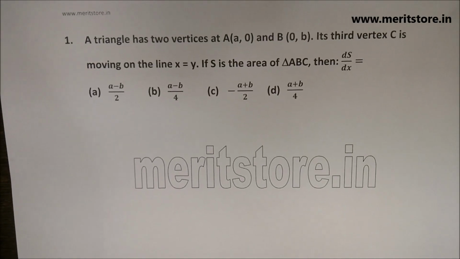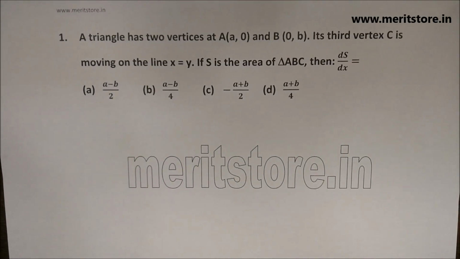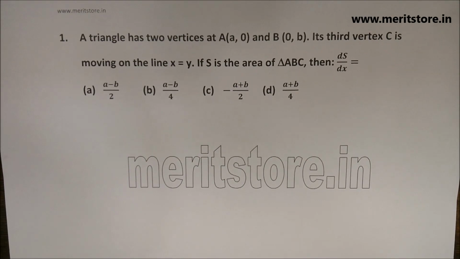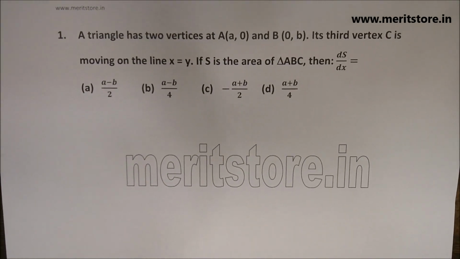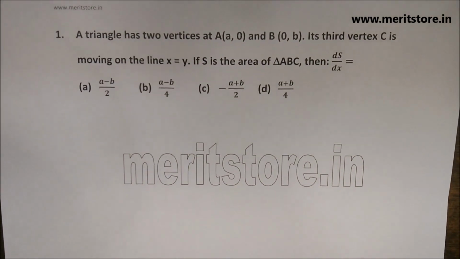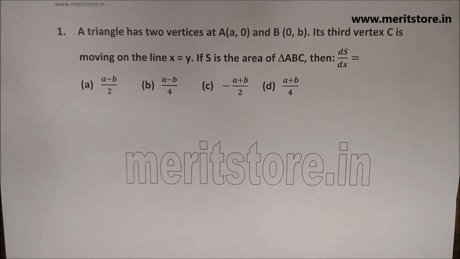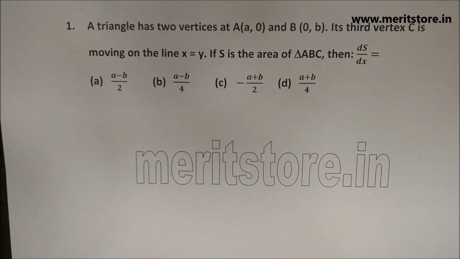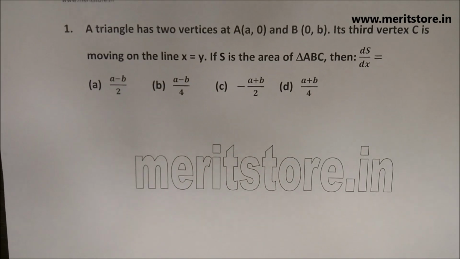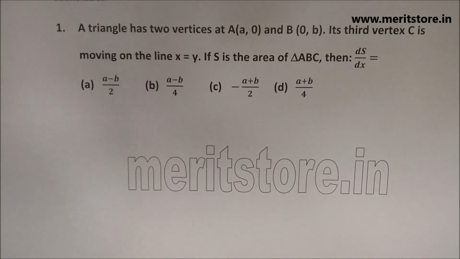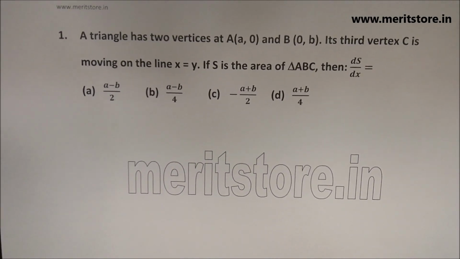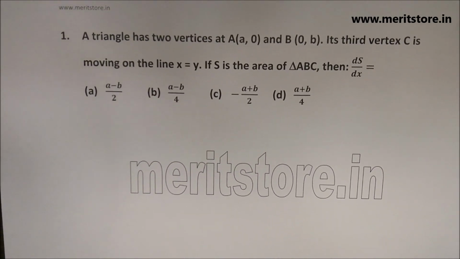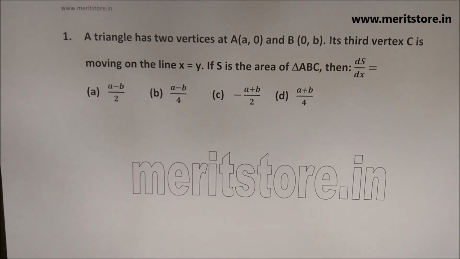Application of derivatives. Question number 1. A triangle has two vertices at A (a, 0) and B (0, b). Its third vertex C is moving on the line x equal to y. If S is the area of triangle ABC, then dS/dx is equal to: option A, (a minus b) upon 2; option B, (a minus b) upon 4; option C, (minus a plus b) upon 2; option D, (a plus b) upon 4.